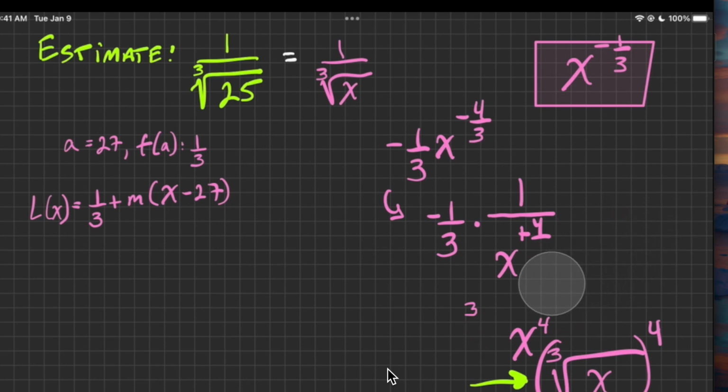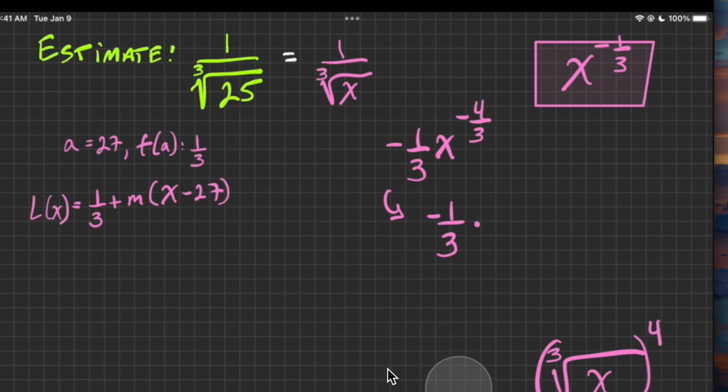Now what we're going to do is go ahead and, let's be careful we put this in the right spot. So this goes in the denominator as the cubed root of x raised to the 4th power. Okay, so that's our f prime. We want f prime of a. We're going to put our easy a in here for x.